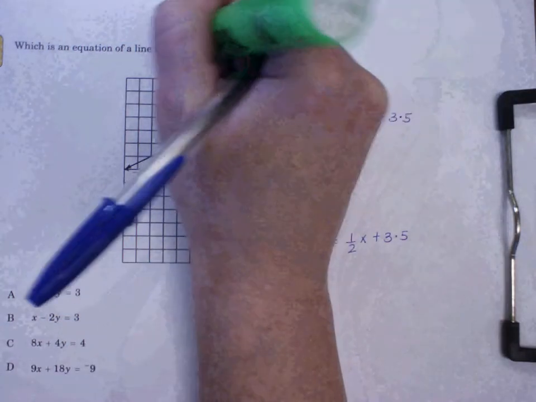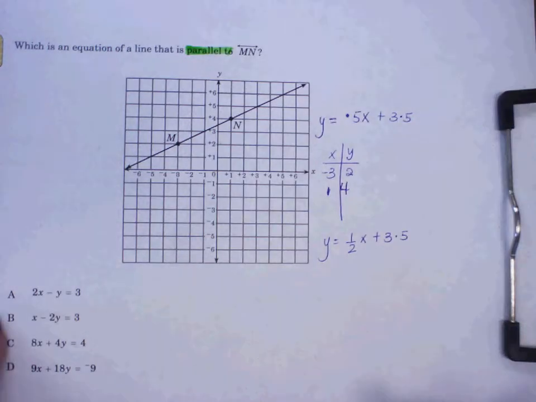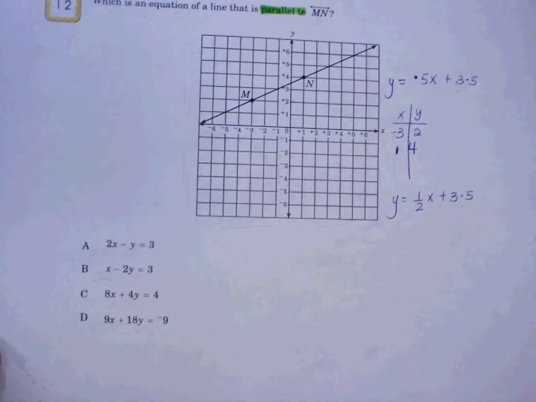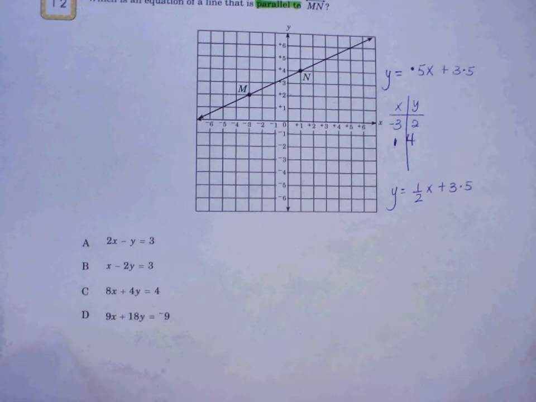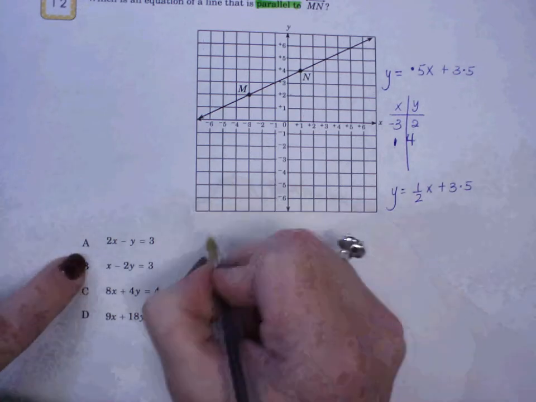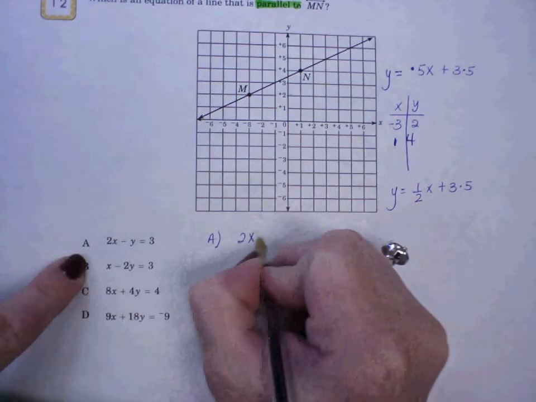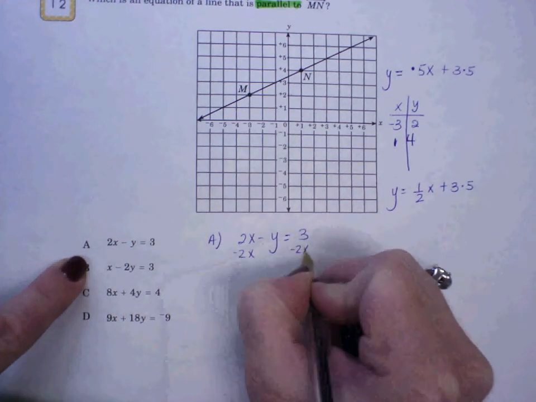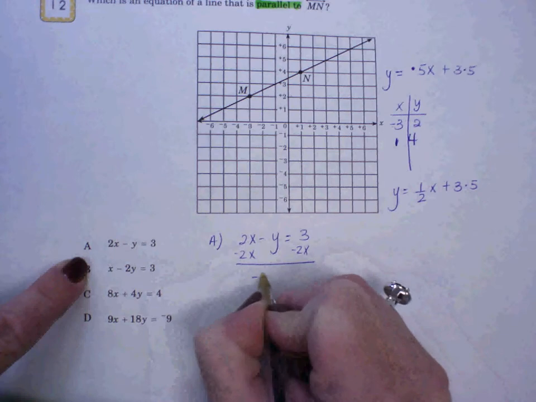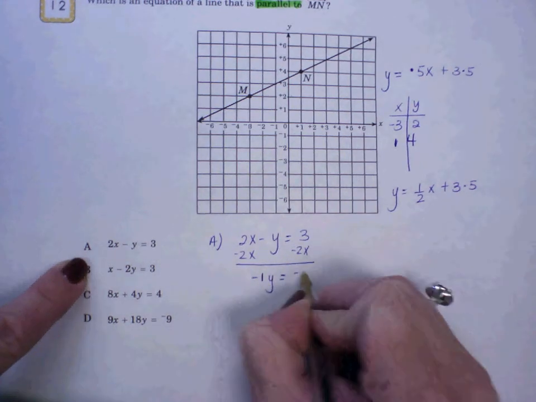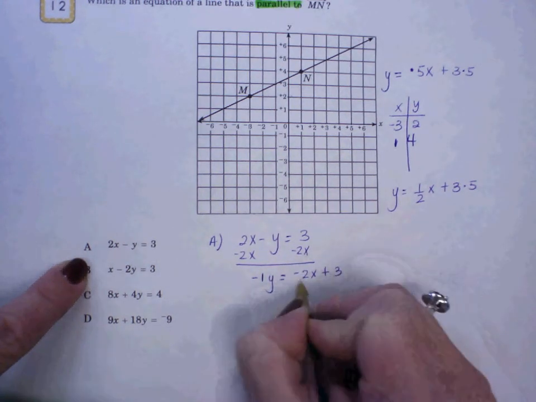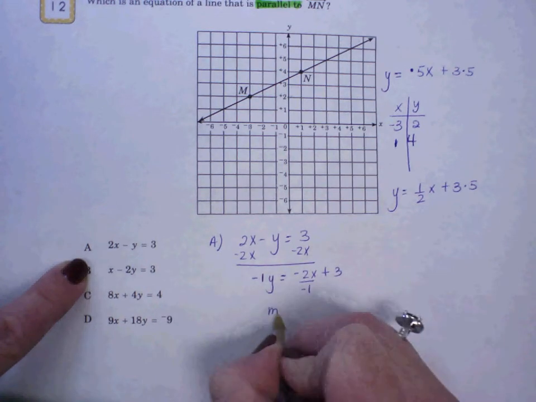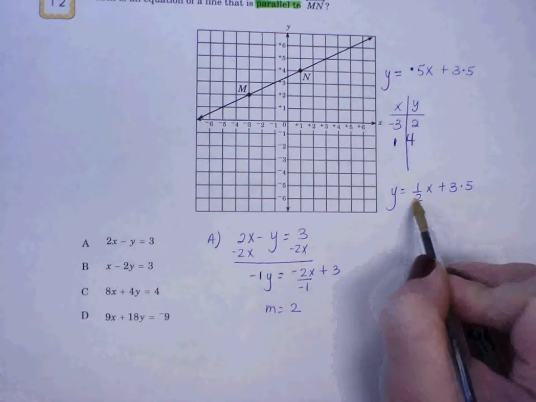Now there's a challenge over here because all of my options, none of them are solved for y. So I'm going to go ahead and solve for y for A. 2x minus y equals 3. So I'm going to do minus 2x. That equals, there's an invisible 1y, negative 2x plus 3. Now I'm going to divide by 1, and the slope ends up being 2. That's not the slope that I want, so it's not A.